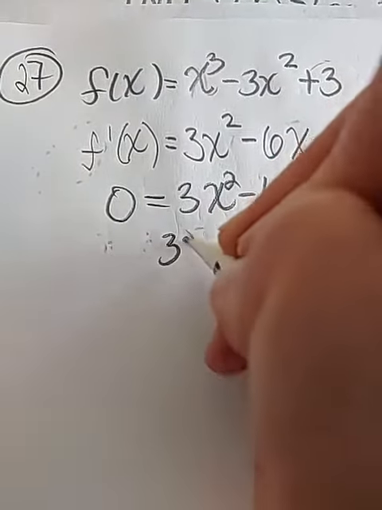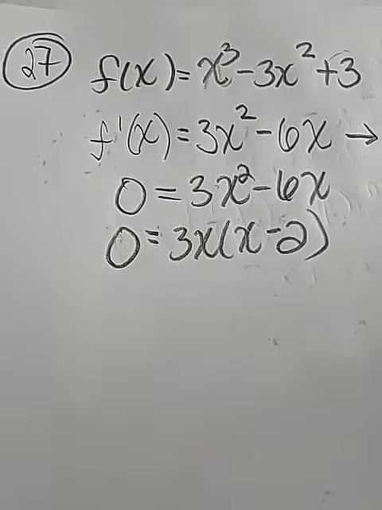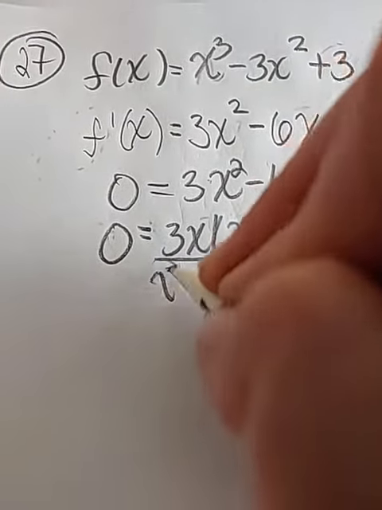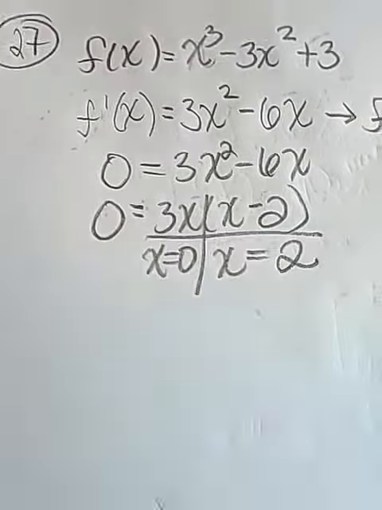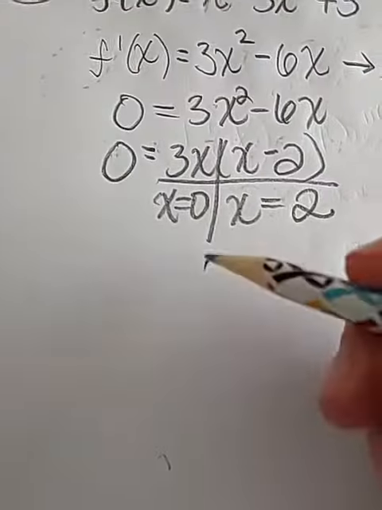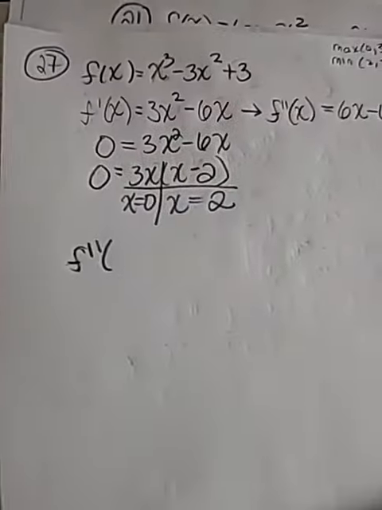I'm going to pull out a 3x. I'm going to set both factors equal to 0, getting a critical value of 0 and 2. Okay, so I take these exact numbers and I plug them into the second derivative, and it will tell me if I have a relative max or min.